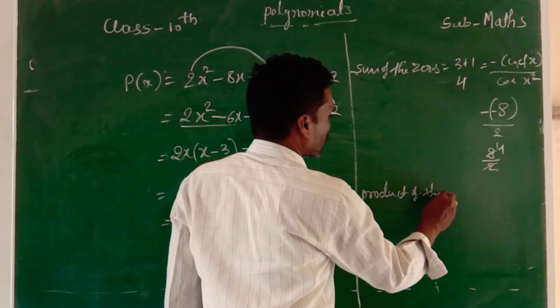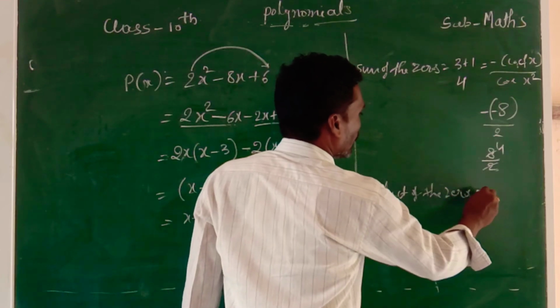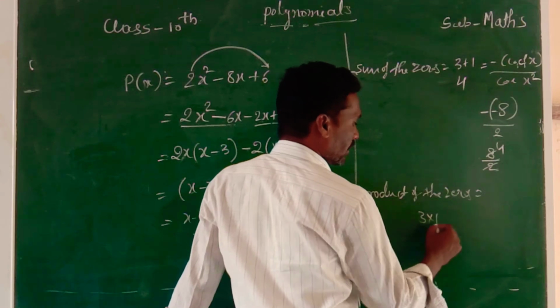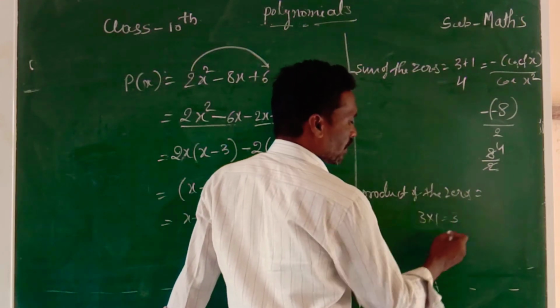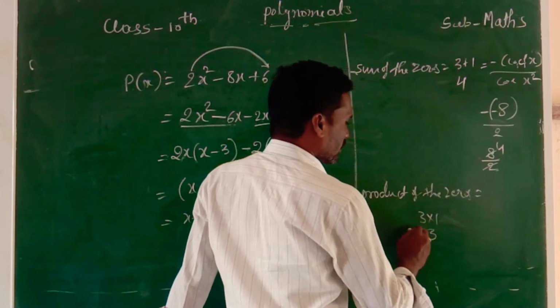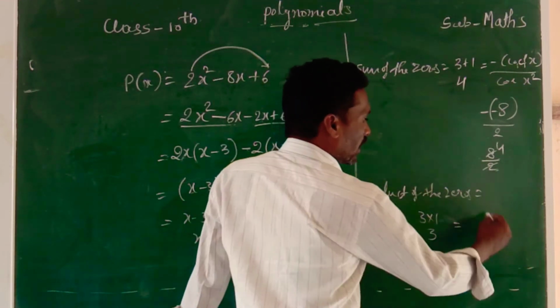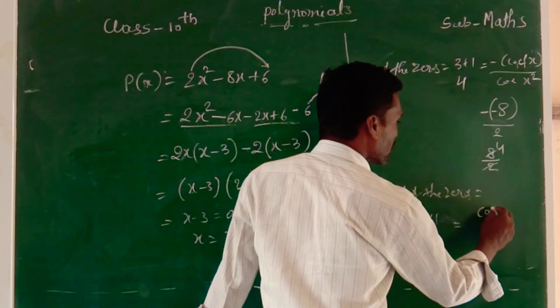Product of the zeros. What is this? 3 into 1 is equal to 3. 3 into 1 we are going to get 3. Now we can write this as constant divided by coefficient of x square.